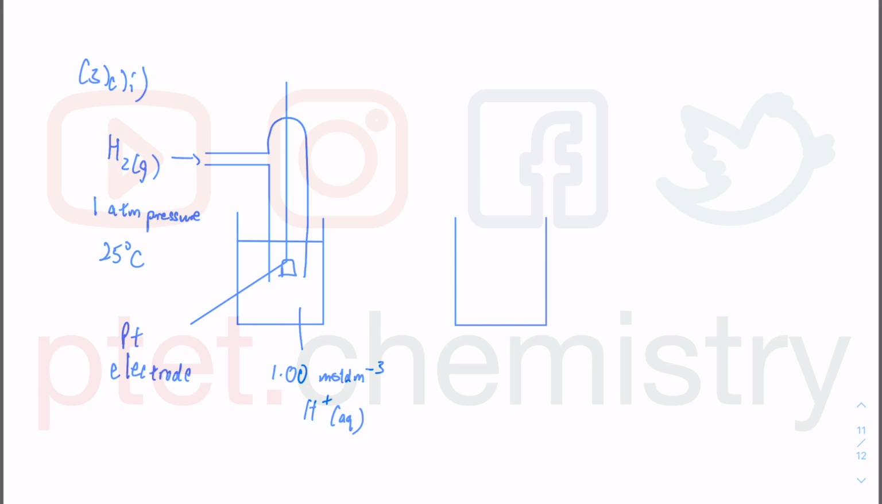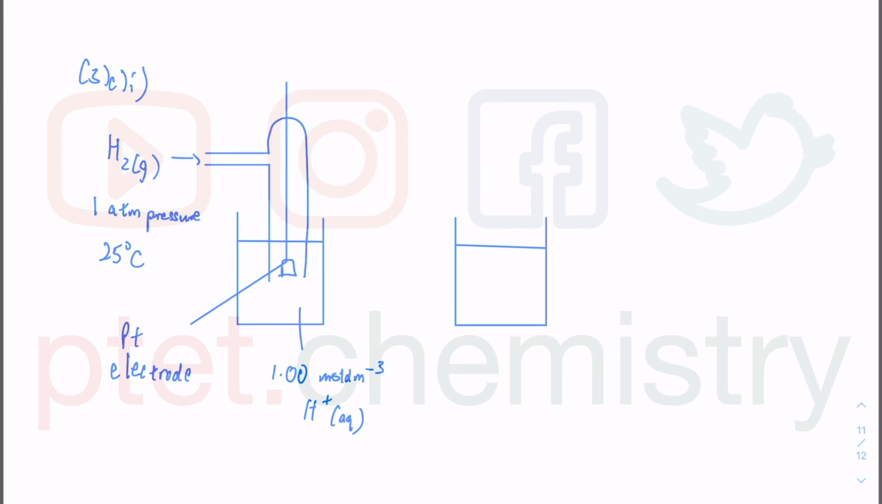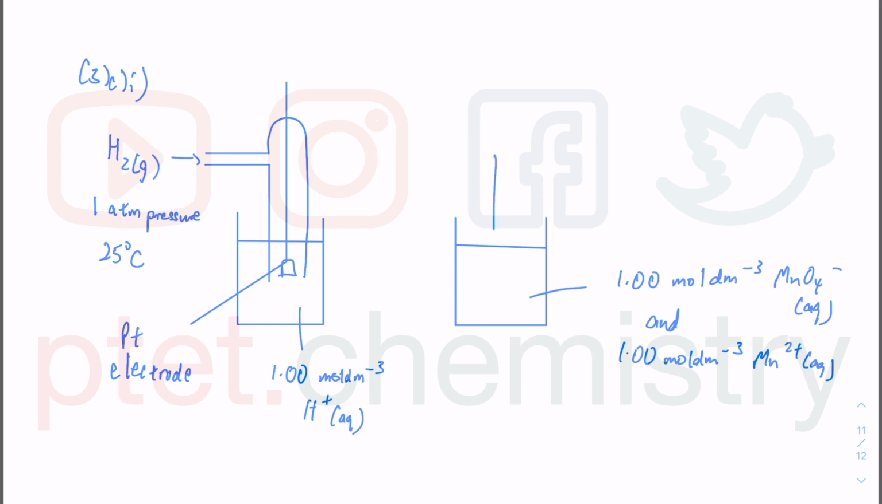So on the other end, I would have MnO4 minus and Mn2 plus. So what I'll have is equimolar, so 1 mole per dm cube MnO4 minus, and also 1.00 mole per dm cube Mn2 plus. Both of these are aqueous, so you want to mix them in equal volume. And because it's to do with metal ion and metal ion, what I really have to use is a platinum electrode as well.